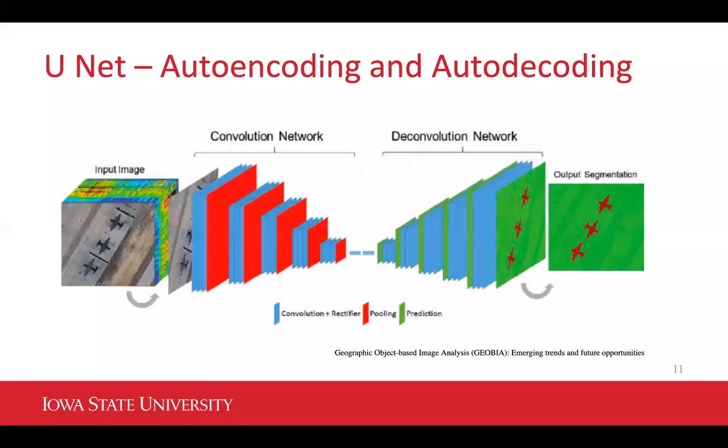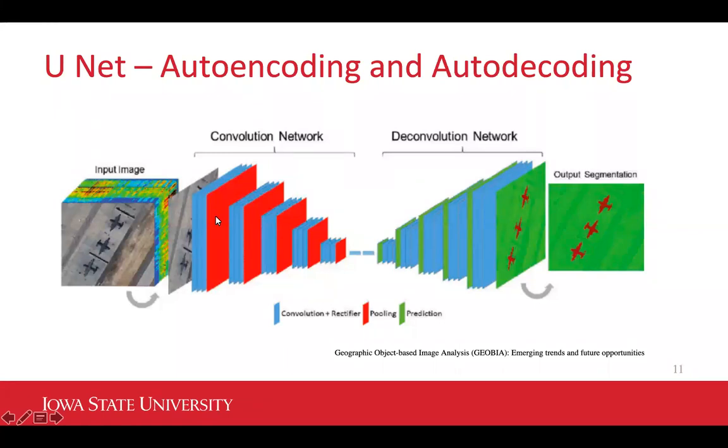Okay, so before I introduce our method, I also want to mention another recently proposed, very powerful method for image segmentation. This is called UNet, or another name is the fully connected convolutional neural network. This method involves 2 parts, auto-encoding and auto-decoding. Auto-encoding is the left part, okay? With these blue and red layers.